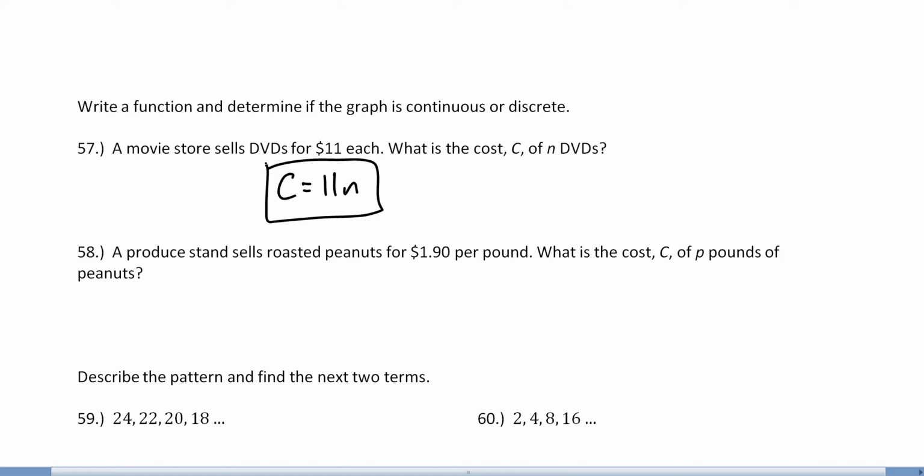And continuous versus discrete is basically asking, when you think about the graph of this thing, would I have individual points, or would I have values in between? Like, could I buy half a DVD? And the answer here is no, I can't buy half a DVD, which means my graph would go in little increments like this. I would have a point here and a point here, but I wouldn't have values in between. So this one is discrete.